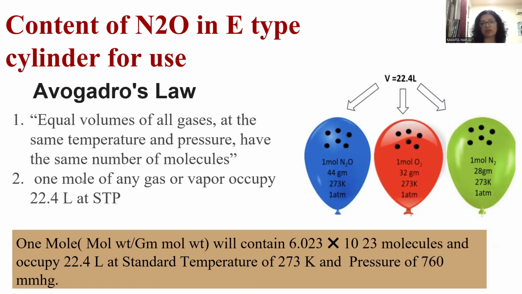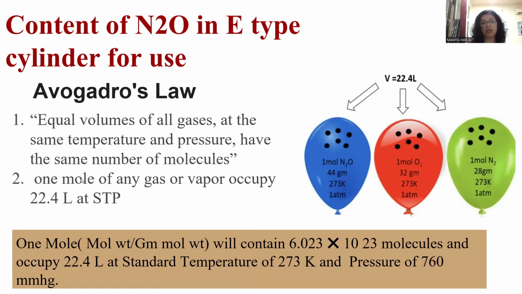And it basically makes two statements: that equal volumes of all gases at the same temperature and pressure have the same number of molecules, and that 1 mole of any gas or vapor occupies 22.4 liters at STP. That means 1 mole of nitrous oxide, that is 44 grams, 32 grams of oxygen, and 28 grams of nitrogen carry the same number of molecules, and they all occupy 22.4 liters at standard temperature and pressure. That is what I have written: 1 mole, equal to the gram molecular weight, will contain 6.023 times 10 raised to the power 23 molecules. This is Avogadro's number. And they all will occupy 22.4 liters at standard temperature of 273 Kelvin and 760 mm Hg.